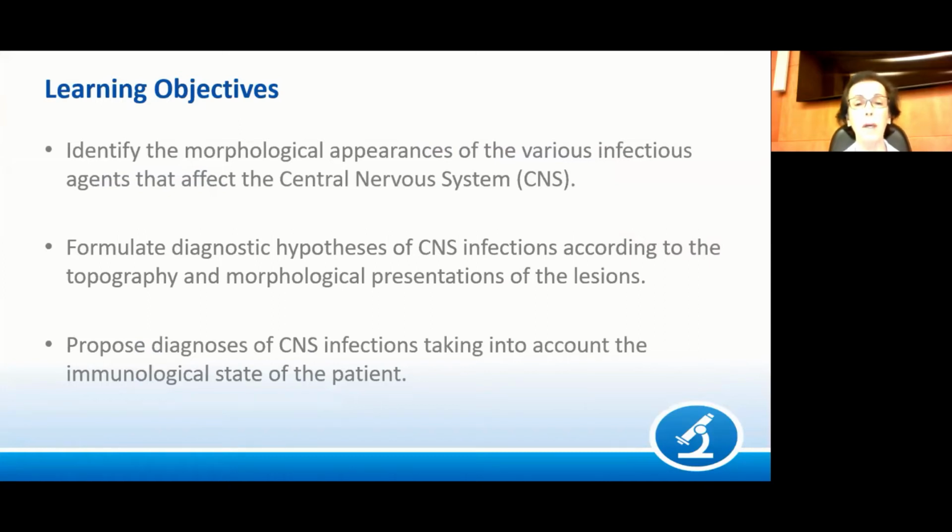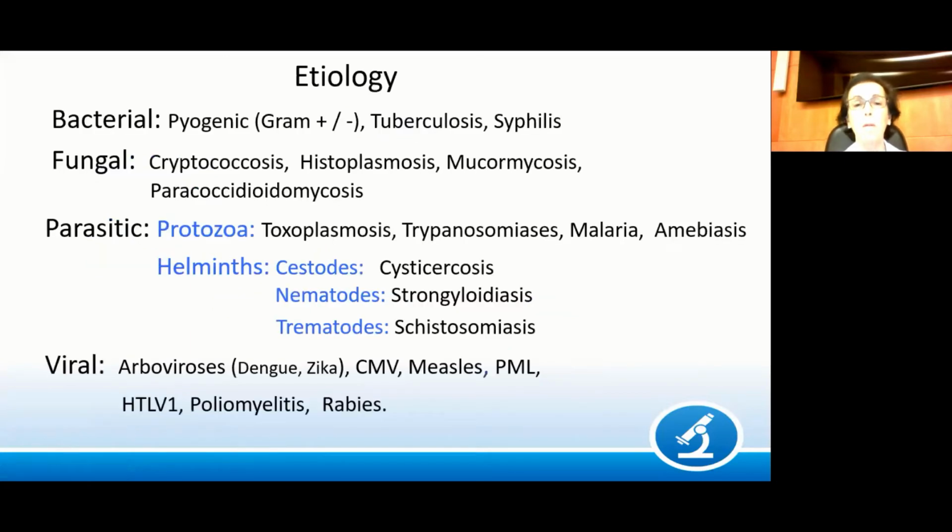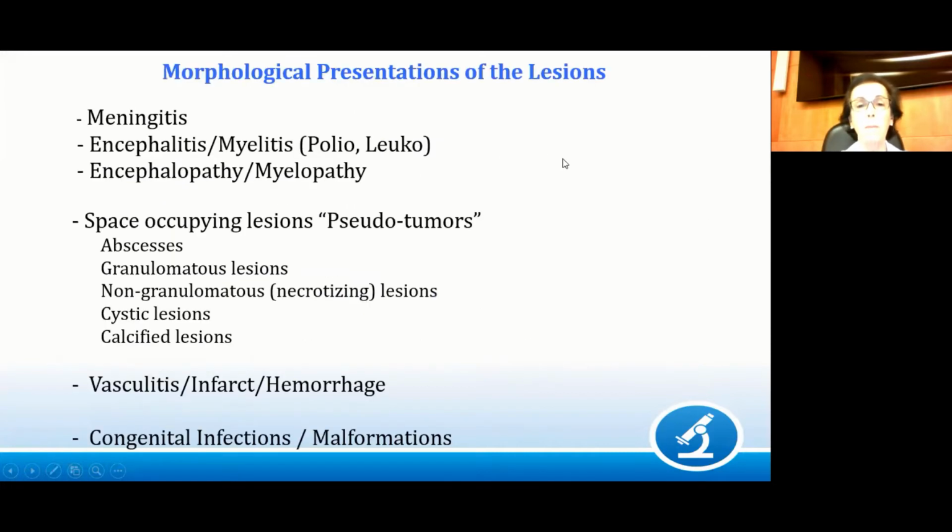So these are the learning objectives. As I told you, I'll have the time to present you just morphological appearances of the lesions, of the agents, and these are the etiologies of most of the infections: bacterial, fungal, parasitic, and viral. And filling this slide, you can see here all the types. I'm not going to show you all of them because of course we wouldn't have time. But here I start with the pyogenic bacteria and something about tuberculosis and syphilis.